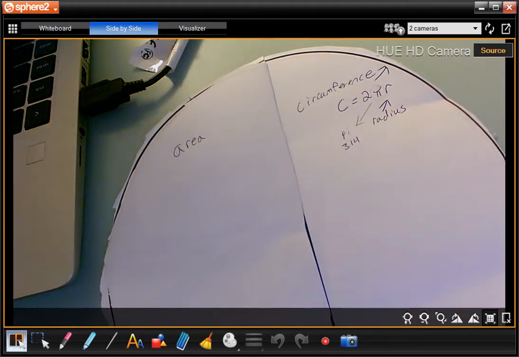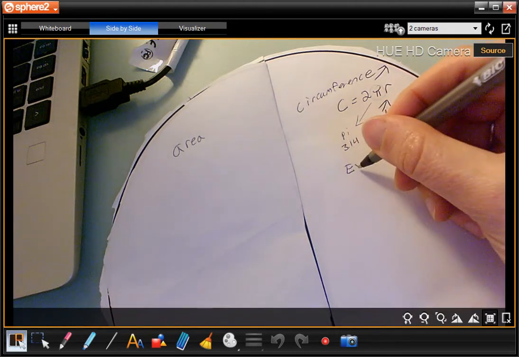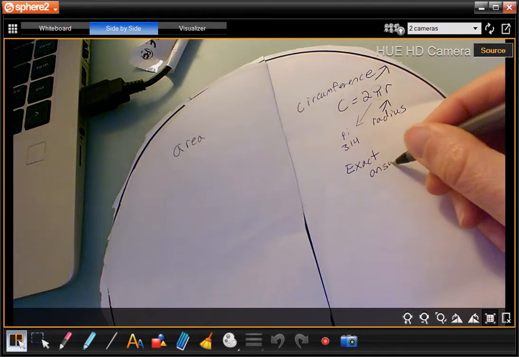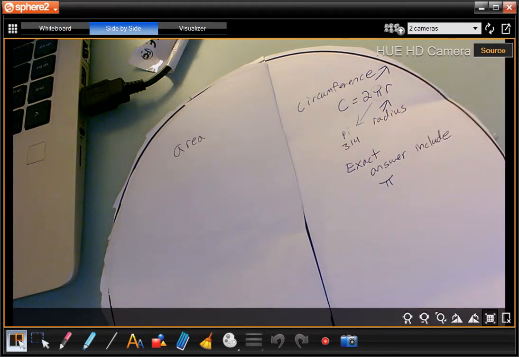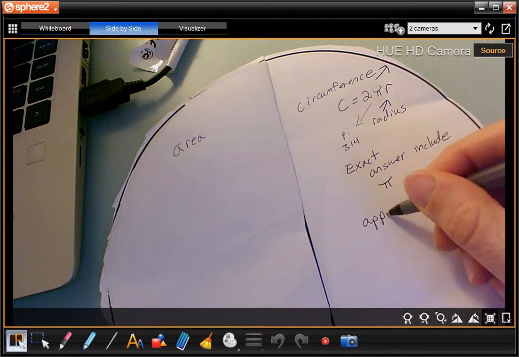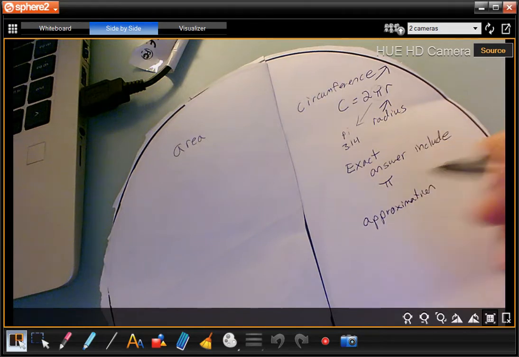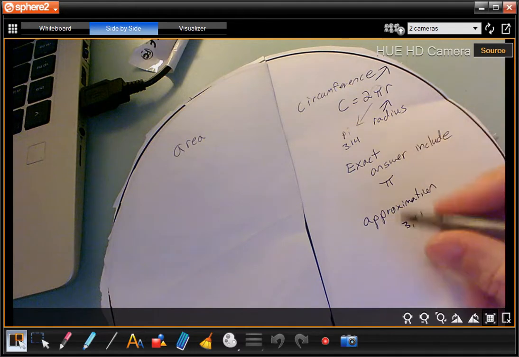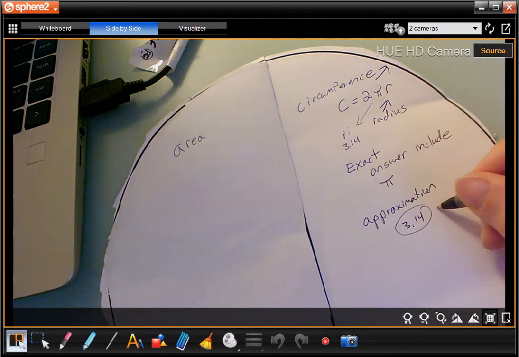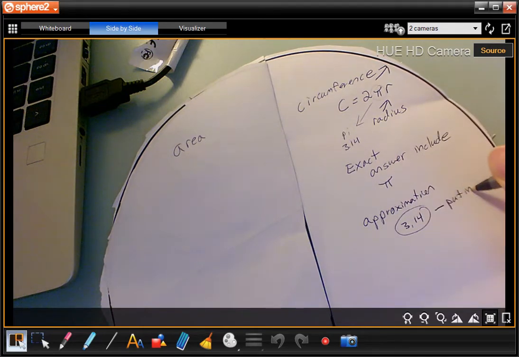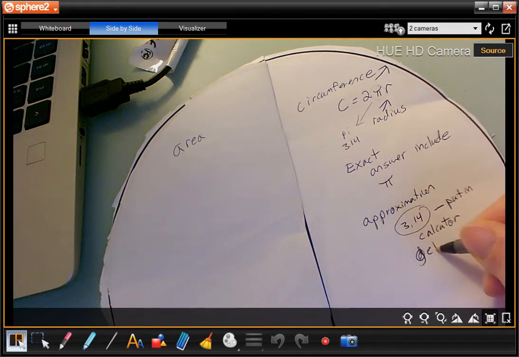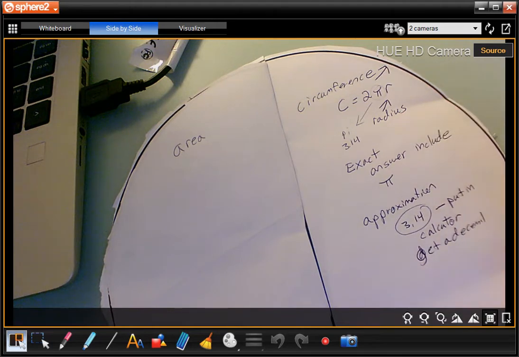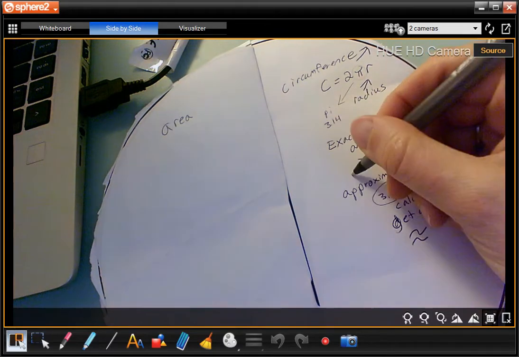And we're just going to plug this in, and there's two ways. We have the exact way, which just means our answers include pi. Okay, so we're going to get some number with pi. And then approximation, we're just going to use 3.14 in place of it, so we should just get a decimal. 3.14, put in calculator, or do by hand, but I recommend using a calculator, and you're going to get a decimal most of the time. Okay, and we use this little symbol for approximation, and we just use an equal sign for exact.